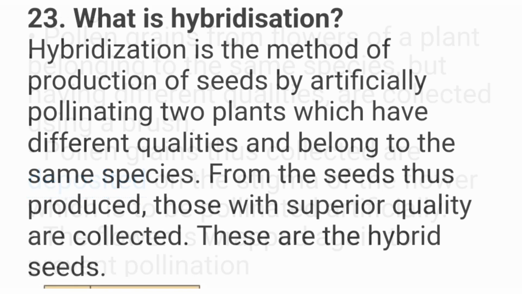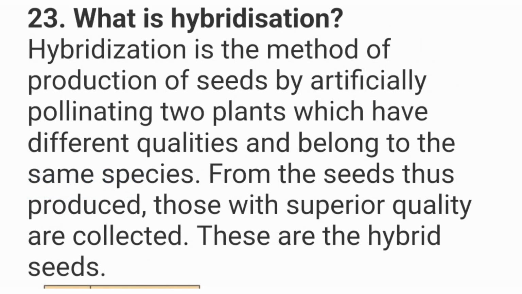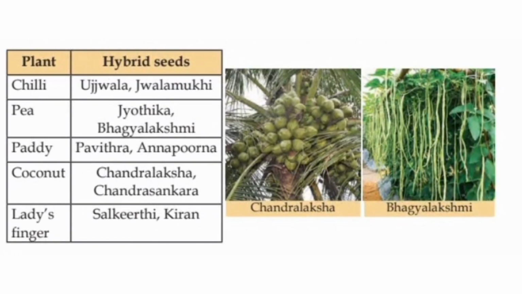Question number 23. What is hybridization? Answer: hybridization is the method of production of seeds by artificially pollinating two plants which have different qualities and belong to the same species. From the seeds thus produced, those with superior quality are collected. These are the hybrid seeds. Example: plant and hybrid seeds.